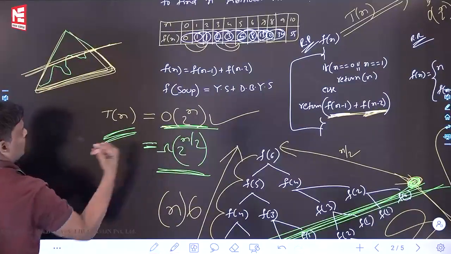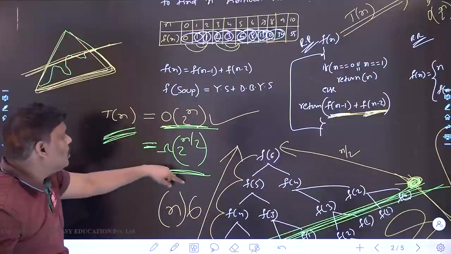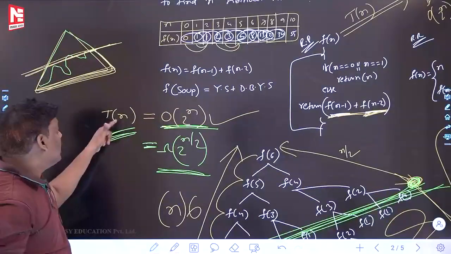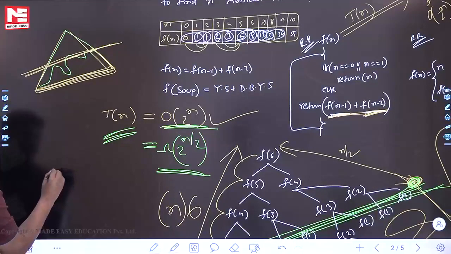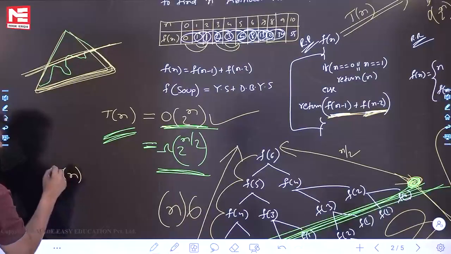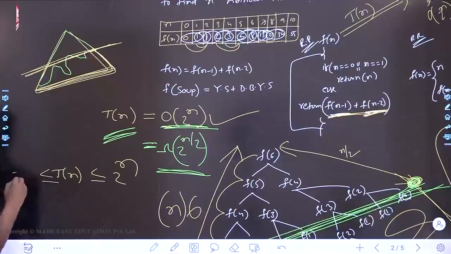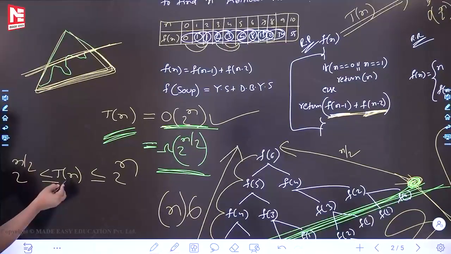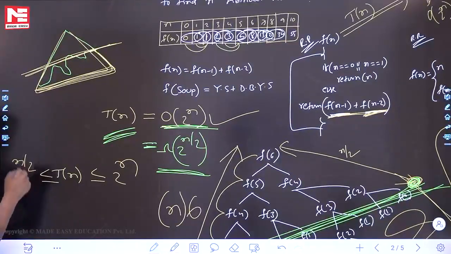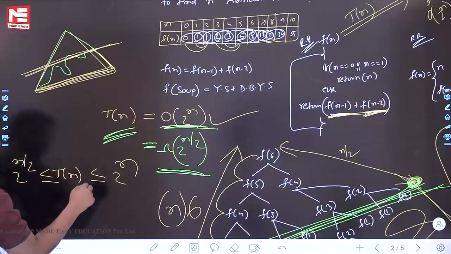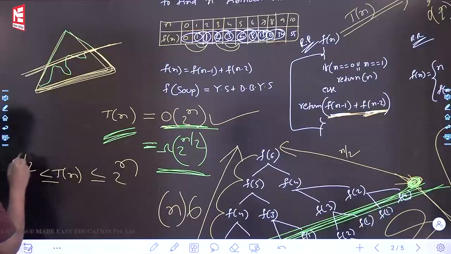That is called as 2 power n by 2. 2 power n by 2 is smaller, 2 power n is bigger, Tn is in the middle. So, if I want, I can write like this. Actual answer Tn, comparing this, 2 power n is bigger. Comparing this, 2 power n by 2 is smaller. So, comparing Tn, 2 power n by 2 smaller means lower bound. Comparing Tn, 2 power n is bigger means upper bound.